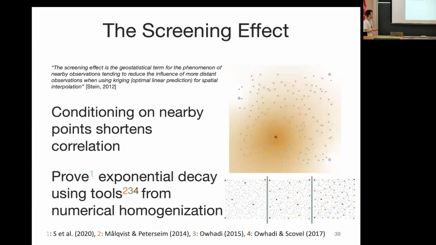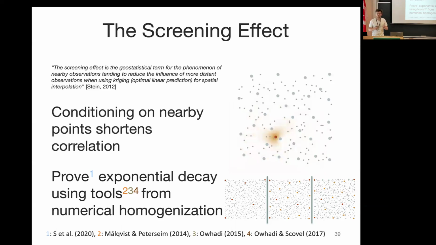This intuition of coarse-to-fine sparsification was observed empirically before in the spatial statistics literature under the name screening effect, but using and extending tools from numerical homogenization, we were able to prove it rigorously. So these Cholesky factors are sparse in this ordering and according to the sparsity pattern that I have just described.